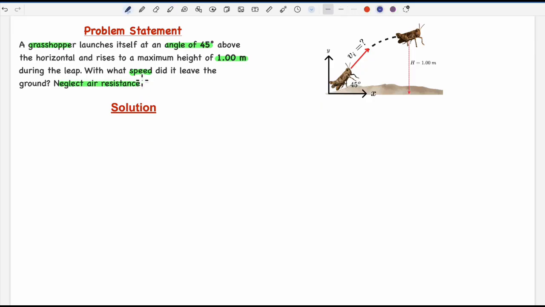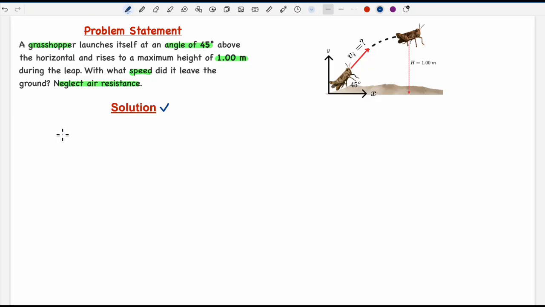Alright, let's look at the solution. At first sight, you may think this is a projectile motion problem. Of course, it is, but going the projectile motion approach is going to be time consuming, and it is going to be a very difficult problem to solve using the projectile motion approach. As such, I will show you how to use the conservation of energy to solve this problem in a few steps. Now we have to draw a free body diagram.